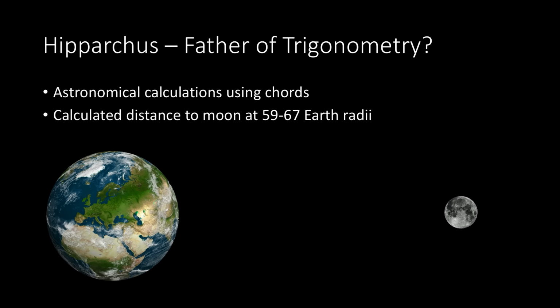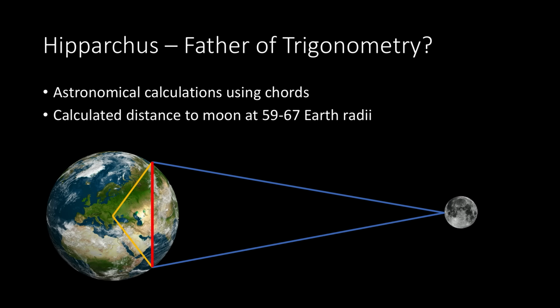He did that using estimates for the parallax of the sun, which I'm not going to go into, but just to give you an illustration of how chords of circles could be used in astronomy, I'll just show you how you could use them to work out the distance from the Earth to the Moon. It isn't Hipparchus' method, but it's a method that can be used and has been used. So imagine there's the Earth, there's the Moon. I'm going to draw in some lines here.